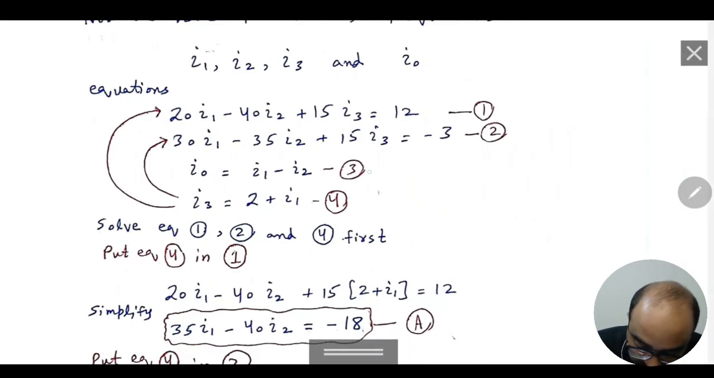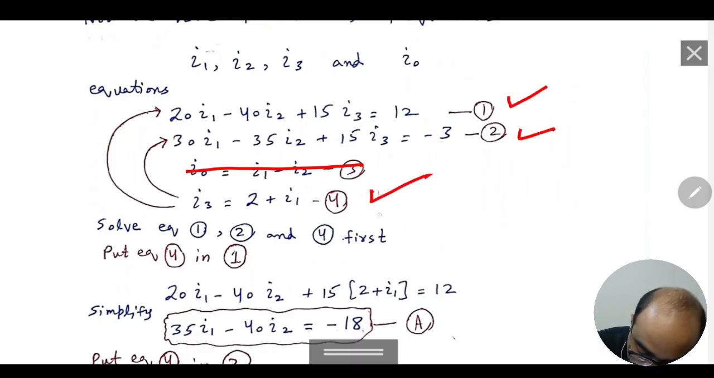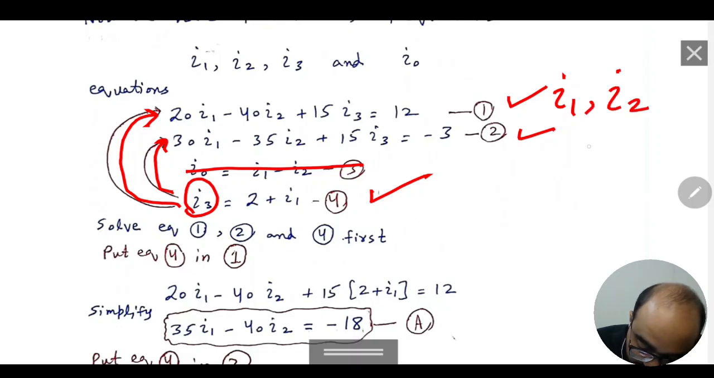For the time being, do not consider this equation. We have three equations with three unknown variables I1, I2, I3, and this equation also has I1, I2, I3, and this equation has I1 and I3. So this solution is pretty simple. What we are going to do is put the value of I3 in equation 2 and equation 1. In that way, we will get equations 1 and 2 in terms of only I1 and I2, meaning we will have two equations with two unknowns.